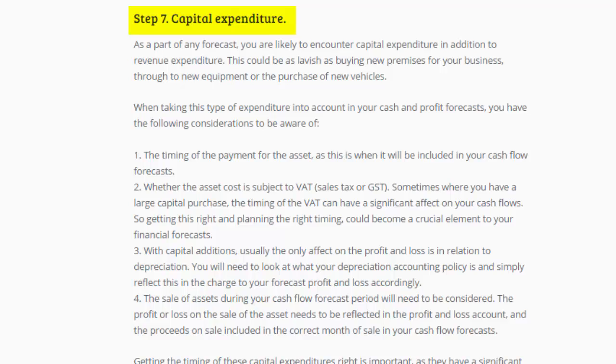So you can use your cash flow forecast to plan those types of expenditures and how that will impact on your cash flows. Of course, if you sell any assets, this is when it would also impact your profit and loss account. So any profit or loss on the sale of that asset would be incorporated into the profit and loss account. And of course, the sale proceeds would then be incorporated in the cash flow forecasts.